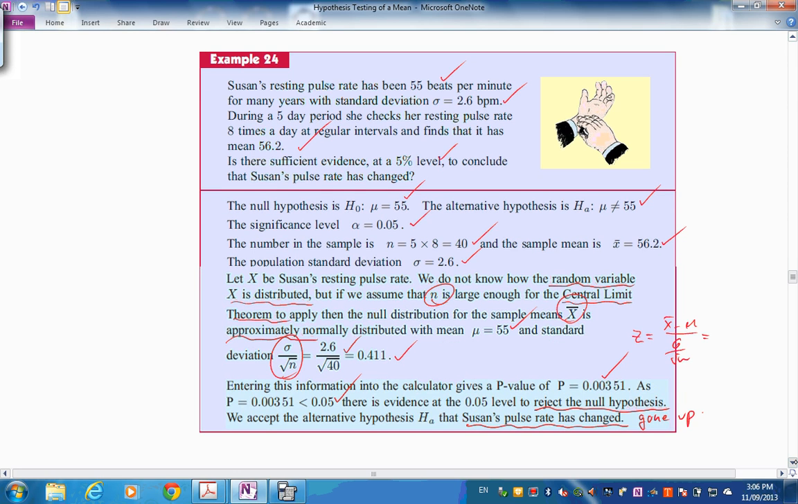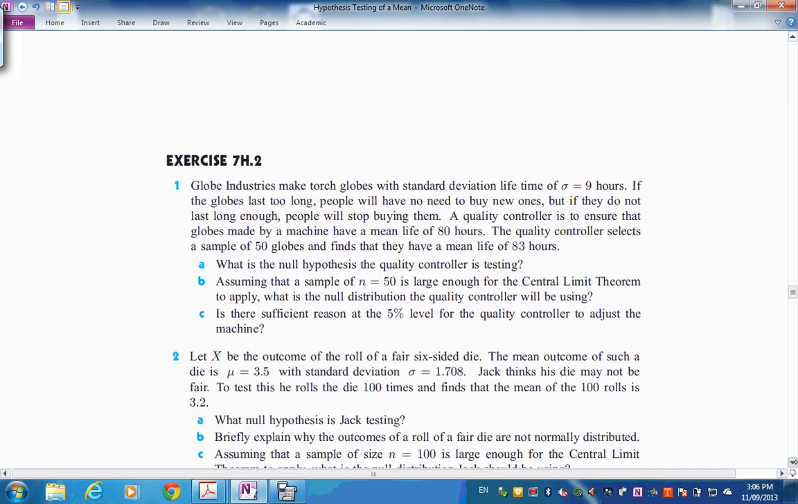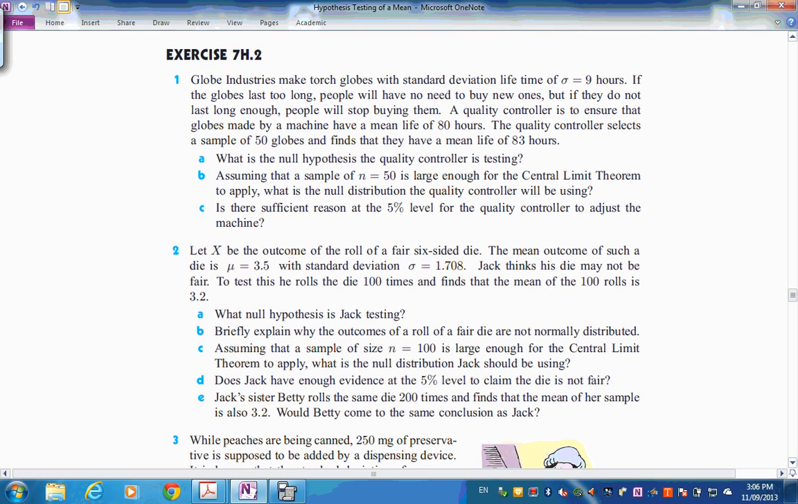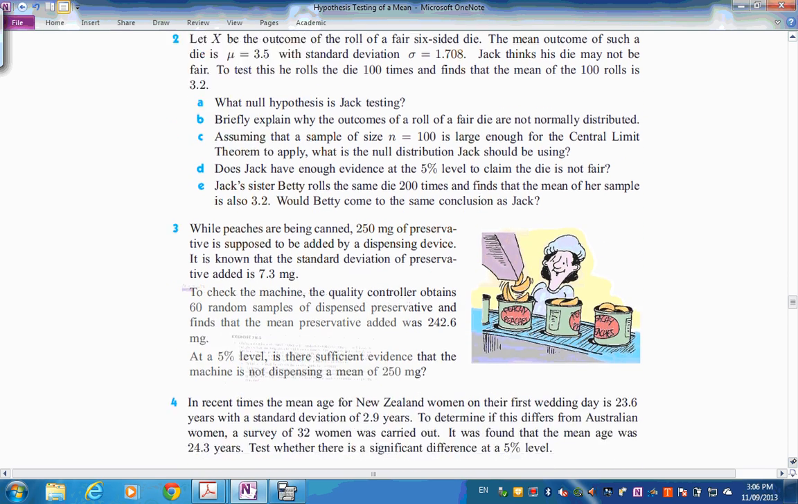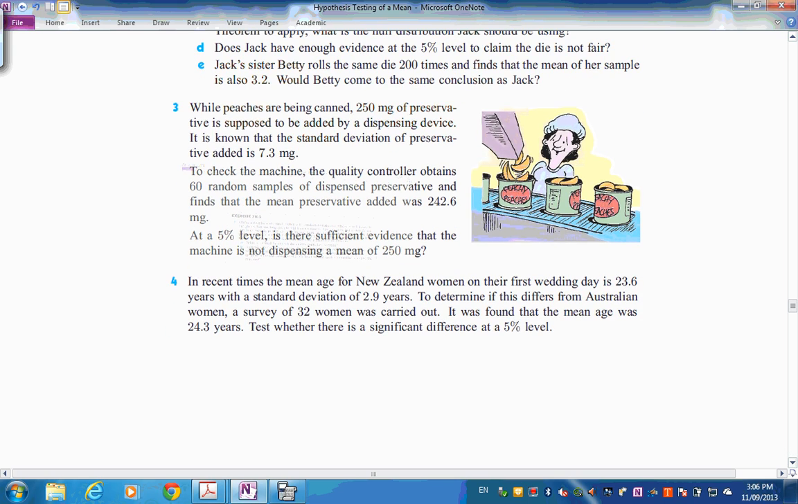All right, come and have a go. Have a look at these now, questions 1 and 2. We can pause the presentation, and we'll come back and look at the solutions in a minute. 3 and 4.